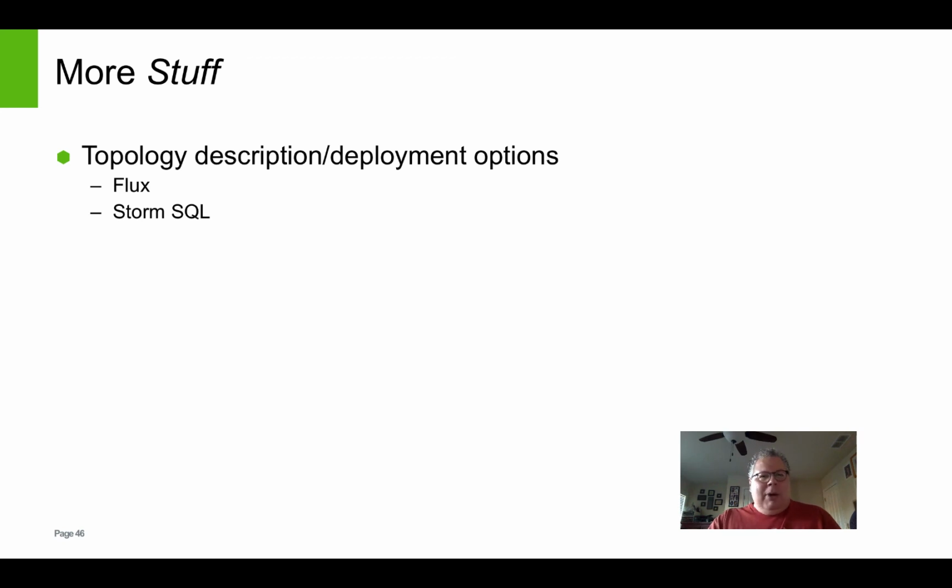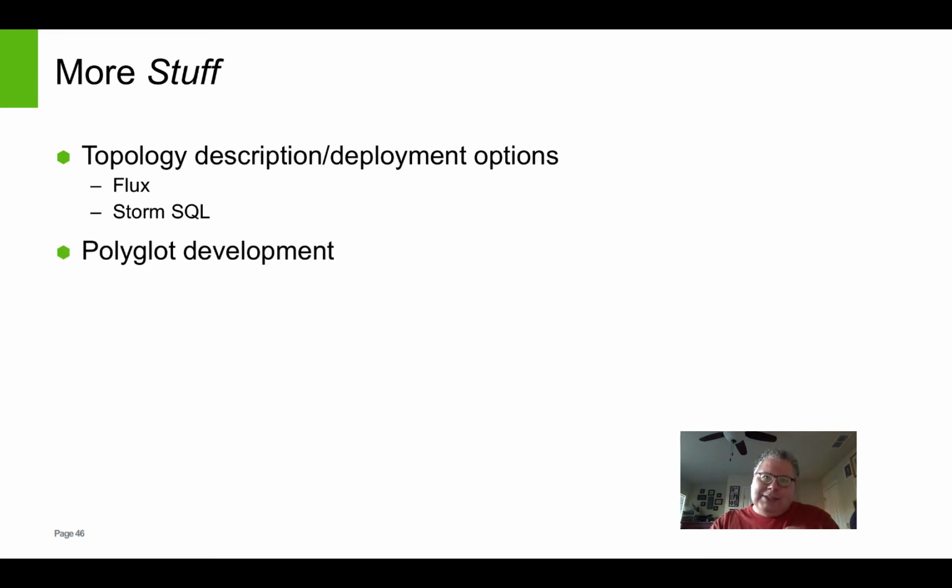So we did topology submissions via Java. There are other things. There's this notion of Flux, a little bit more of a JSON description of what we're doing. There is a relatively new feature called Storm SQL, describing topologies via SQL. I'm still trying to wrap my head around whether that's cool or not. If there's interest, go to storm.apache.org, where there's plenty of information, or Google around for that.